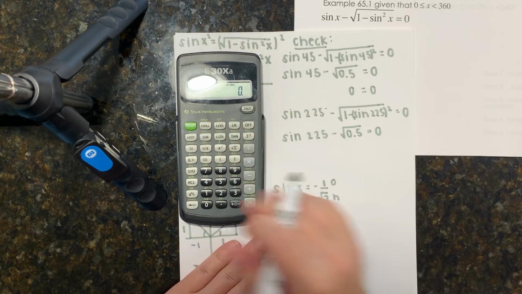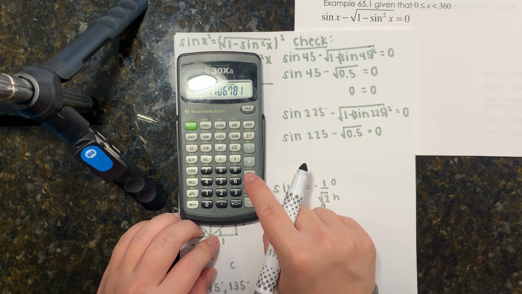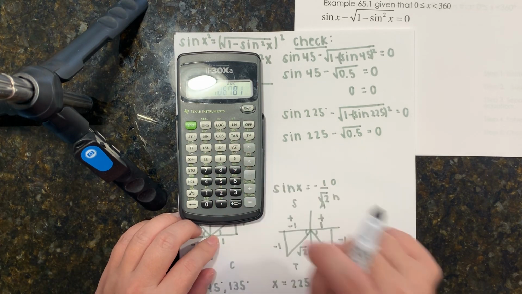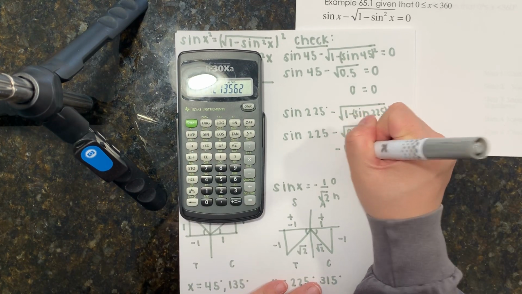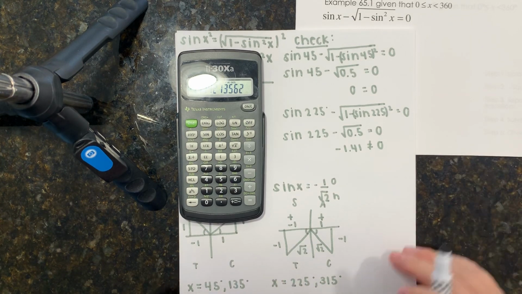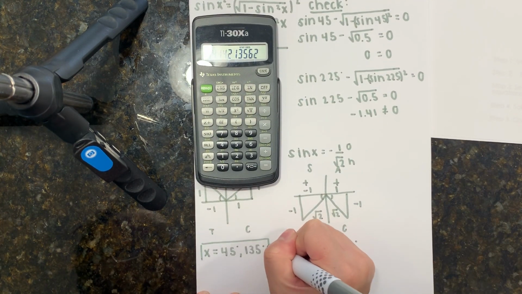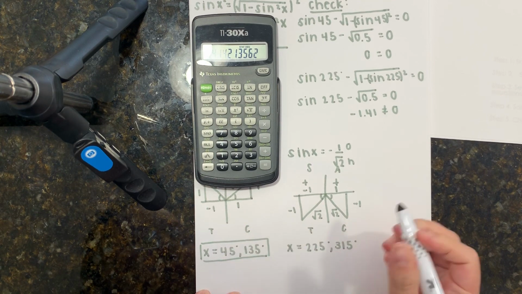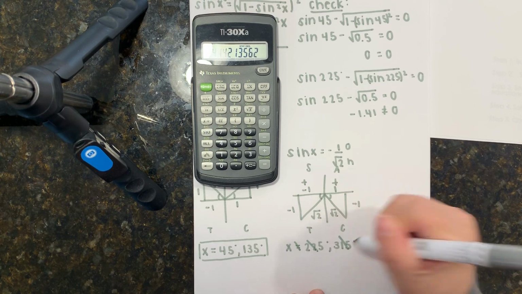So now I'm going to plug this all into the calculator. So the sine of 225 minus the square root of 0.5 equals, and look, that's equal to negative 1.41, which does not equal 0. So therefore, my answers, x is equal to 45 and 135 work, but these do not. So these are not going to be part of your answer.